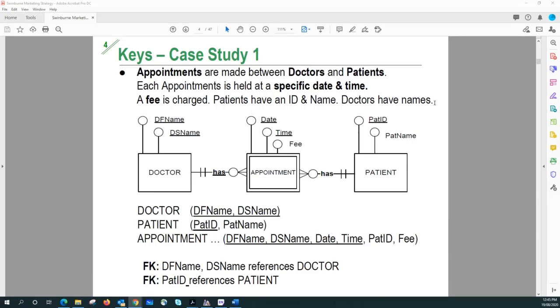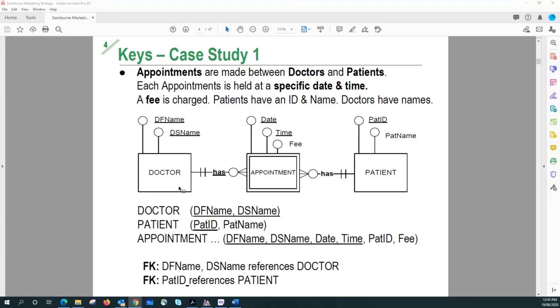So that means we can assume names mean first name and last name, right? It's obvious, we can make an assumption like that. So I take the doctor's first name and doctor's surname as 2 attributes, and make them a composite identifier for the doctor entity, right? And then when it goes to the patients, they have mentioned patients have IDs and names, so these are the 2 attributes. That means obviously I can take patient ID as the primary key of the patient, right?